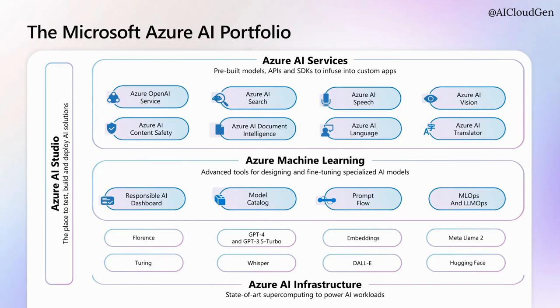We are going to talk about Azure AI Studio in a later part of the session. What you will be looking at as part of that is how we can utilize the responsible AI dashboard, the model catalog, the prompt flow tool that is available in there, and also ML Ops and LLM Ops. Azure AI Studio is a one-stop shop to test, build, and deploy AI solutions. I'll showcase that later in today's session so that you can have a glimpse of what Azure AI Studio really looks like.